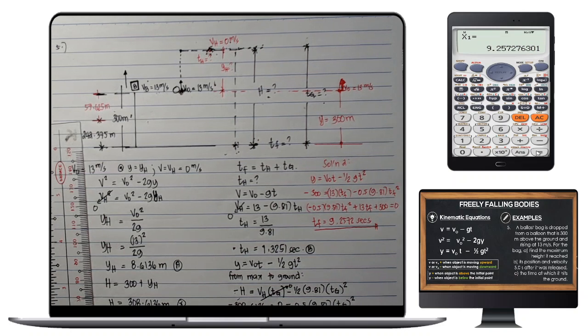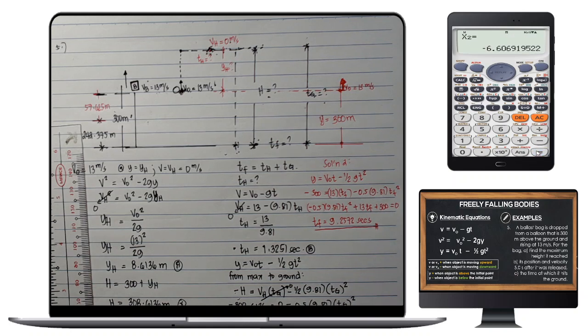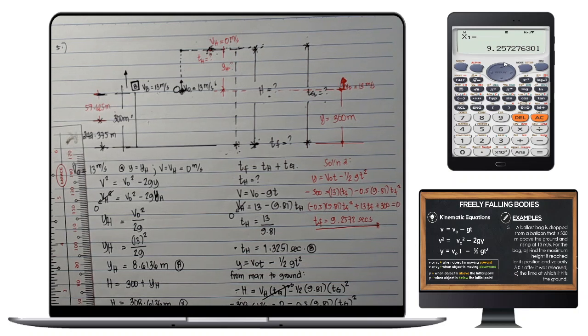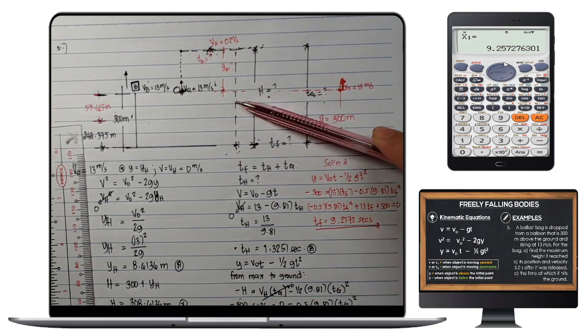So, mas mabilis using quadratic equation. Pag tinignan natin yung second root, that is negative. So, we do not have a negative value for time. So, we will consider yung positive lamang natin, which is 9.2572. So, yan yung magiging value natin. So, since we are looking for the time, at all times, the time natin ay positive. Wala naman tayong negative time. Okay? So, yan yung tamang sagot. So, sa halip na kuhanin pa natin si time to reach the maximum height, then from maximum height to the ground, we can go directly.